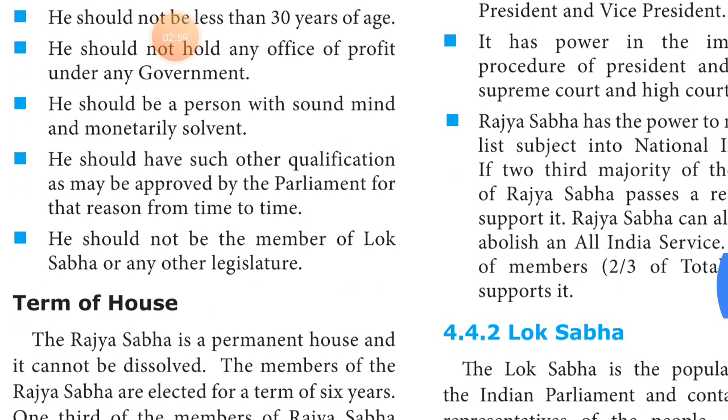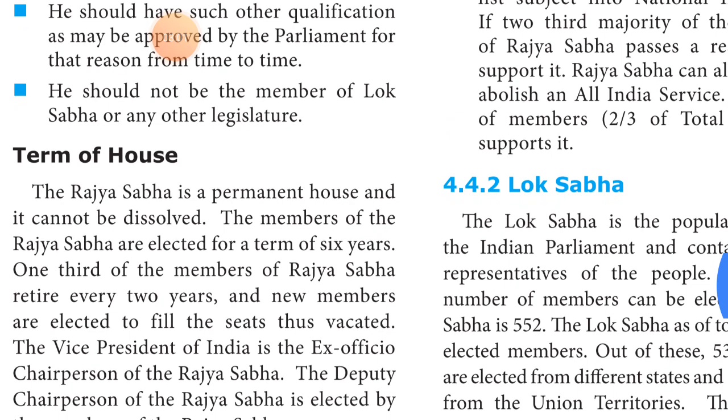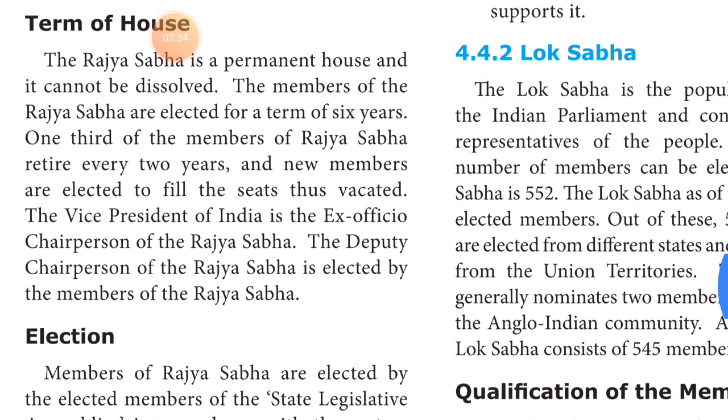Next topic, term of the Rajya Sabha. You know that Rajya Sabha is a permanent house. Why is it called a permanent house? Because the people do not directly elect the members, it is called a permanent house, and it also cannot be dissolved. That's very, very important. The members of Rajya Sabha are elected for 6 years. One third of the members of Rajya Sabha retire every 2 years, and new members are elected for those seats. In the Rajya Sabha, the Vice President is the chairperson of the Rajya Sabha. The Deputy Chairperson is also elected by the members of the Rajya Sabha. This is the term of the house.